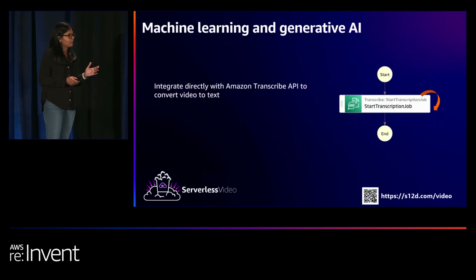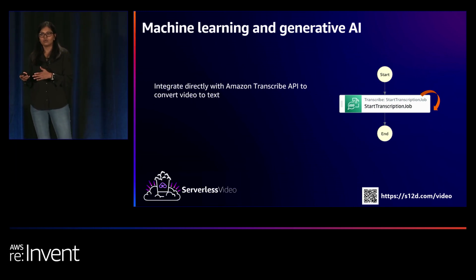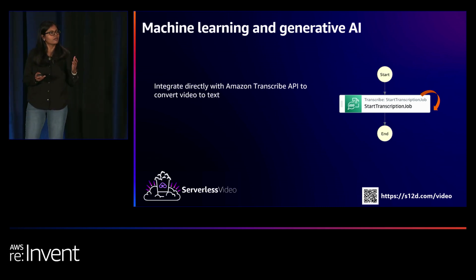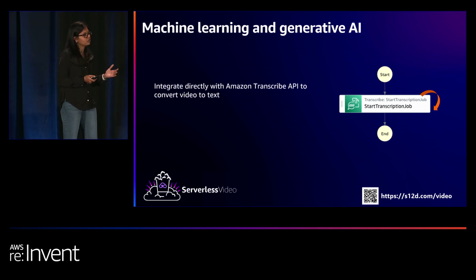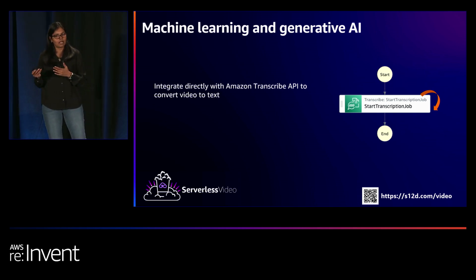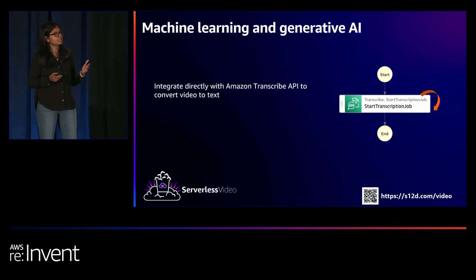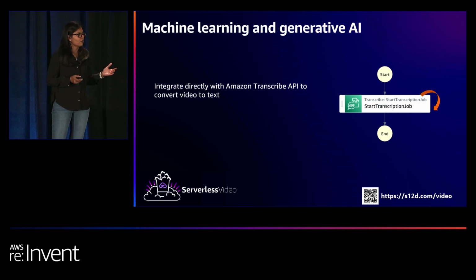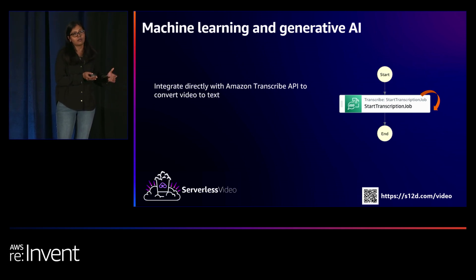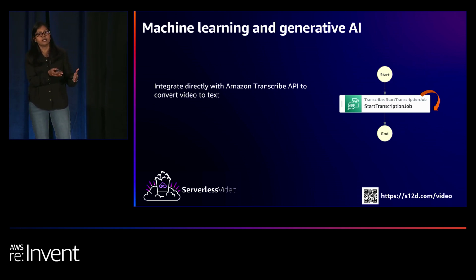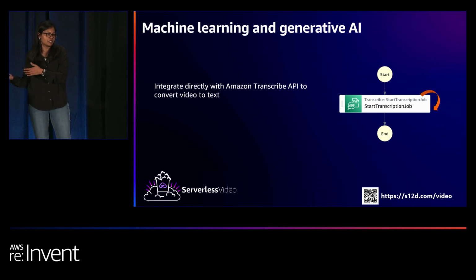So as a first step, we need to convert the speech in the video to text. We can use Amazon Transcribe, an automatic speech recognition service that makes it easy for developers to add speech-to-text capabilities to their application. Amazon Transcribe offers several APIs. We can invoke those APIs directly from Step Functions. We're going to use the Start Transcription Job API. That's going to take the media file from an Amazon S3 bucket, convert the speech in the media file to text, and output it into an Amazon S3 bucket.